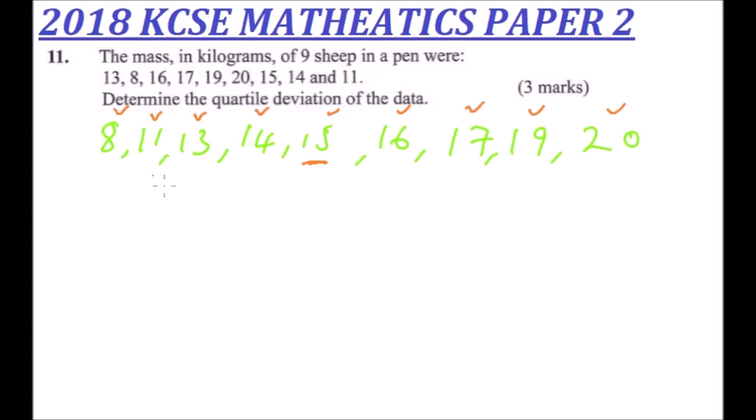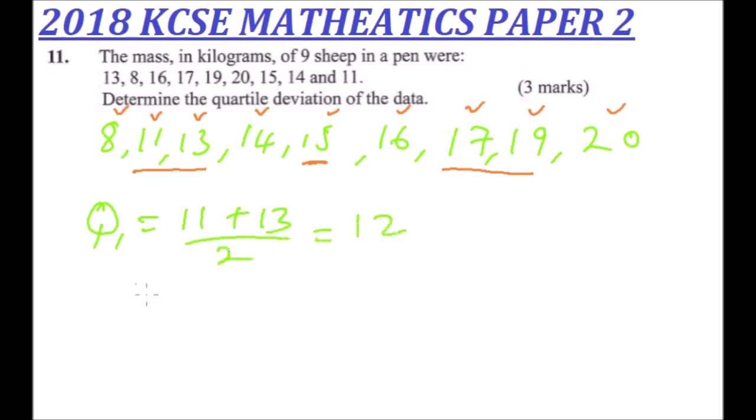So quartile 1 will be the average of 11 and 13, and quartile 3 will be an average of 17 and 19. So we say that Q1 is equals to 11 plus 13 divided by 2, and this should give you 12. Then Q3 is equals to 17 plus 19 divided by 2, and that should give you 18.